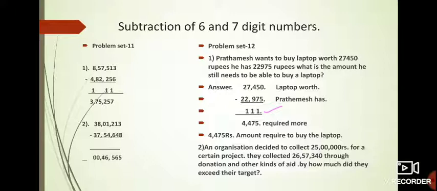340 rupees through the donation and other kinds of aid. By how much did they exceed their target? What they decided, how much amount? 25 lakh rupees, but they collected more amount, that is 26,57,340. This is more, no? So how much amount they exceeded their target by, that we have to find.